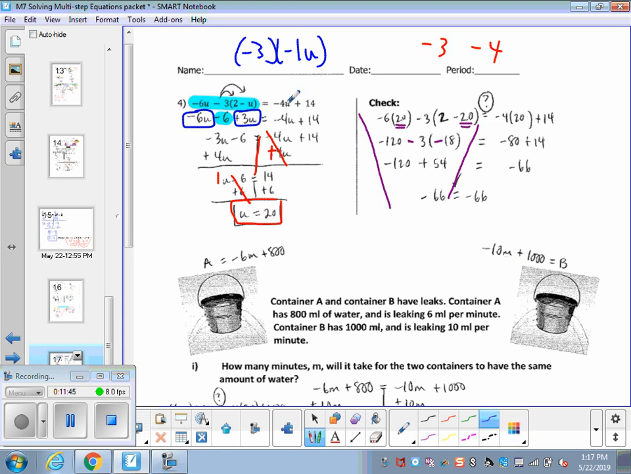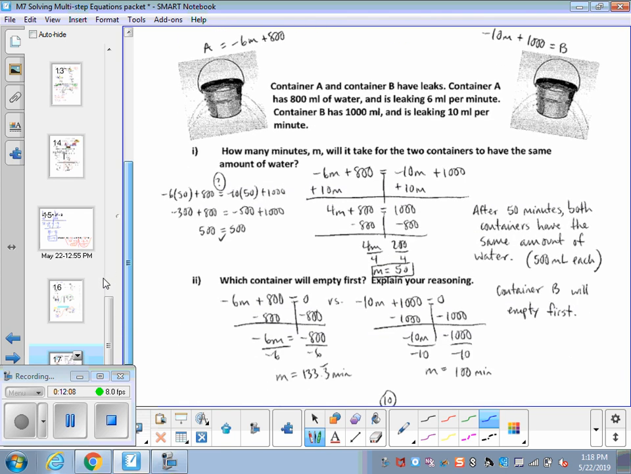Now let's take a look at the other side. So negative 4 times 20 plus 14. So this is a negative 80. And when you add 14 to that, you're going to get closer to 0, and it's also a negative 66. And since we get a negative 66 on both sides, we know that plugging in a 20 was the right thing to do.